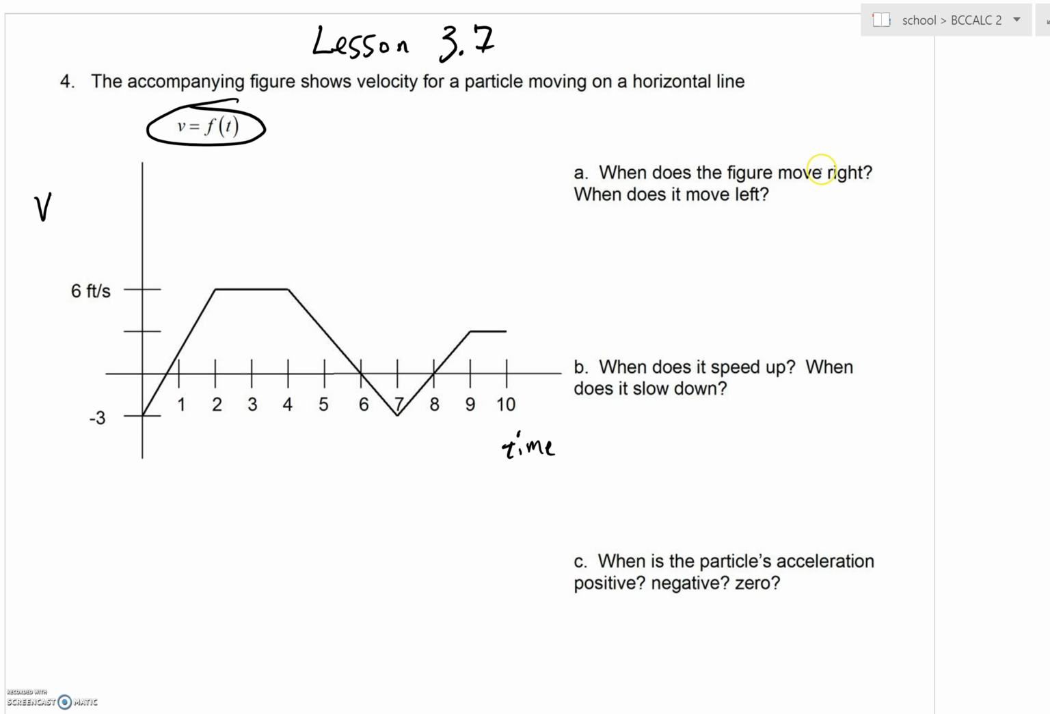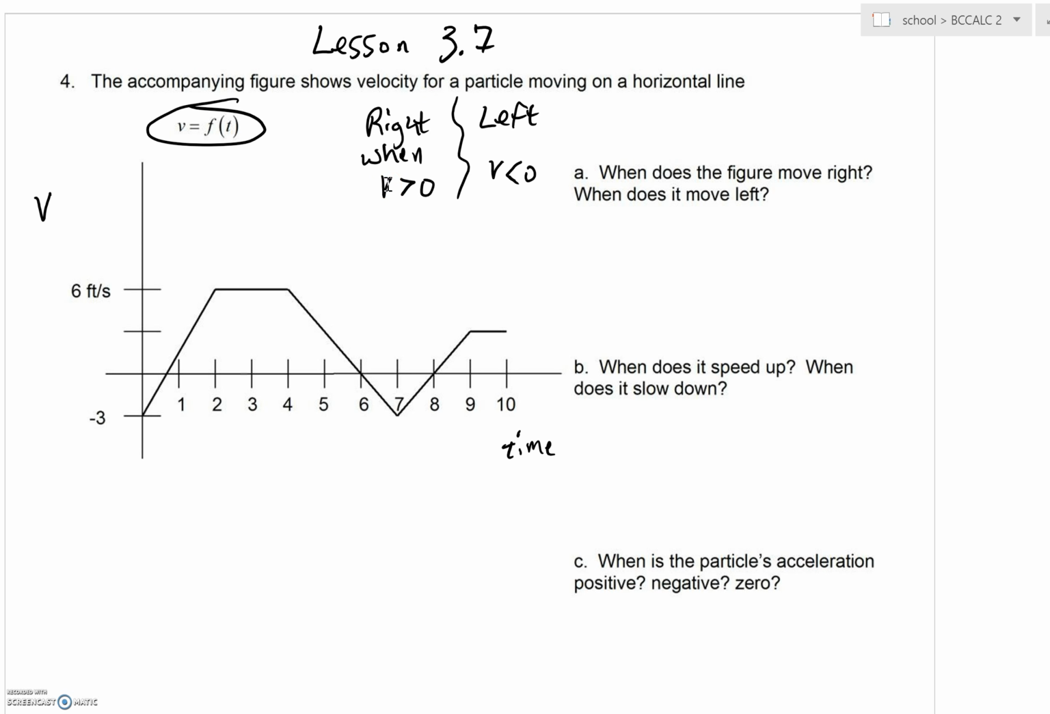When do we have the figure move to the right? When would a particle move to the right? Well, I hope you remember, it moves to the right when v is greater than 0. It moves to the left when v is less than 0, when v is negative. And likewise, if v is 0, then of course you come to a stop.